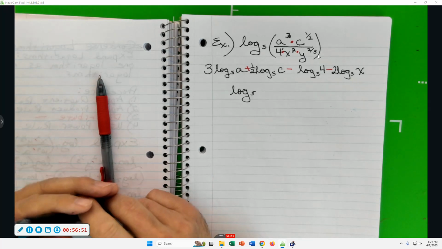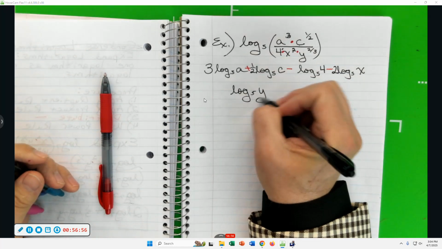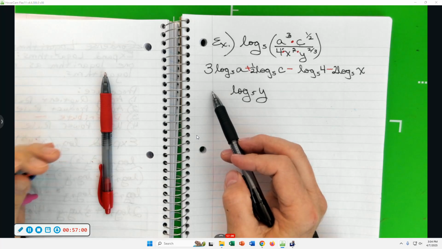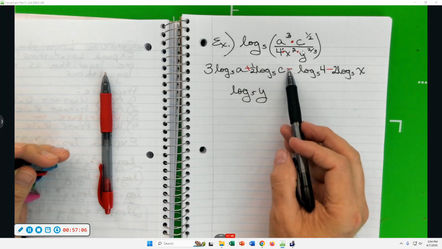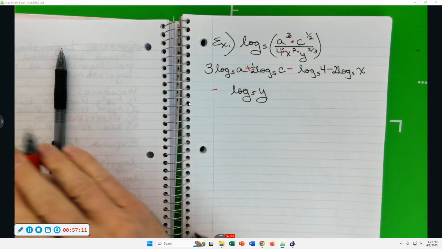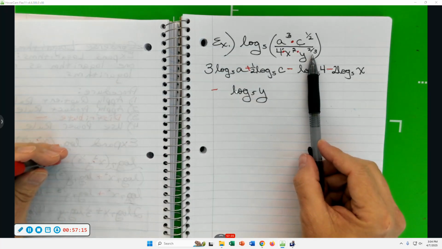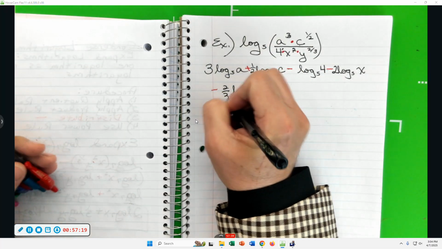We have one more factor on the bottom. It's that y. What sign are we going to have in front of this logarithm? Plus or minus? Minus. Once you move to the bottom and start having minuses, you have to have minuses the rest of the way. And where am I going to put that 2/3? Okay, it's in front of the logarithm.